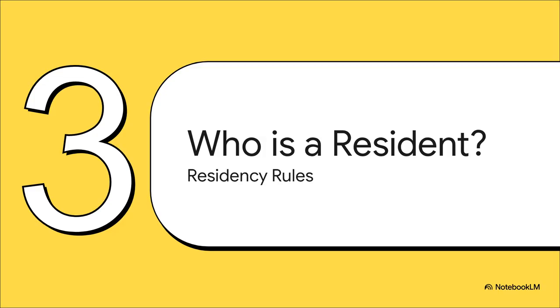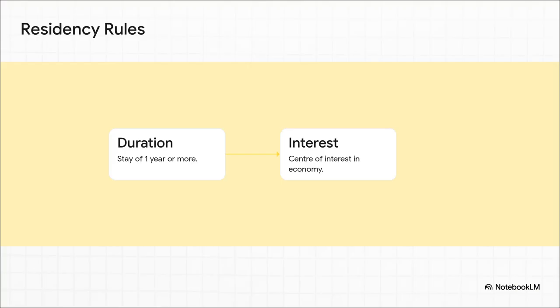Which brings us to Section 3, Who is a resident? Now, this is a massive trip-up spot for students, so listen closely. The official rule of thumb for residency is a two-step test. Number 1, a stay in the country for 1 year or more. Number 2, your quote-unquote center of interest has to lie in the country's economy. That basically just means you're actively participating, producing or consuming goods and services on a long-term basis. And this applies to individuals, businesses, you name it.